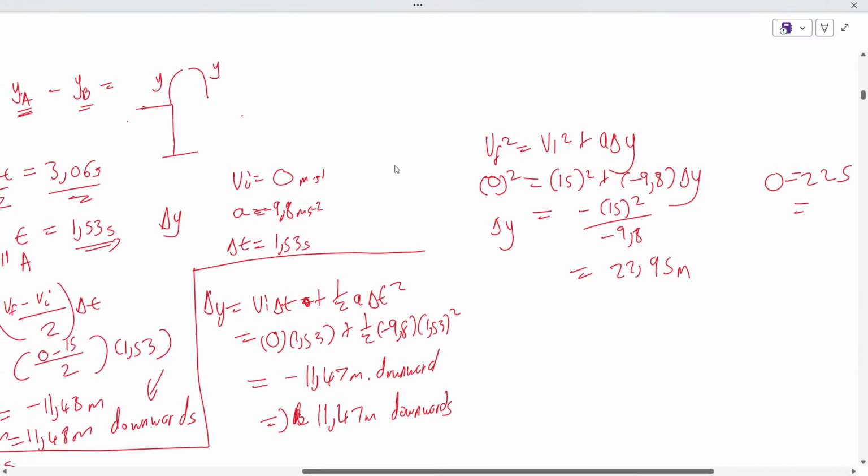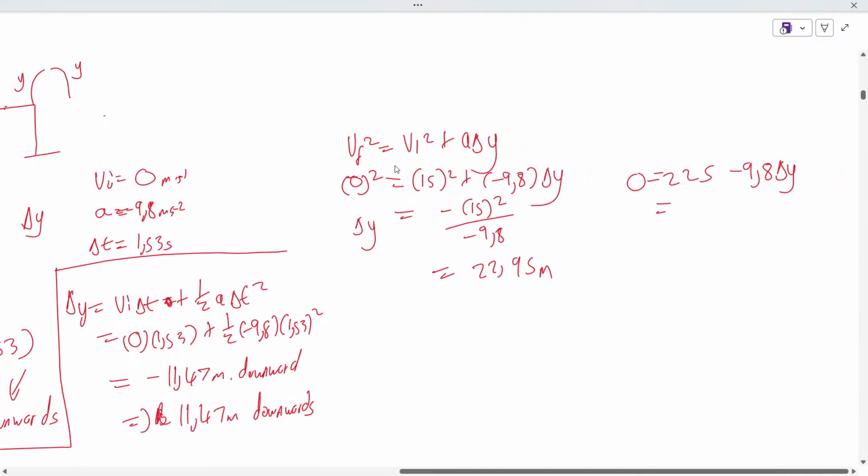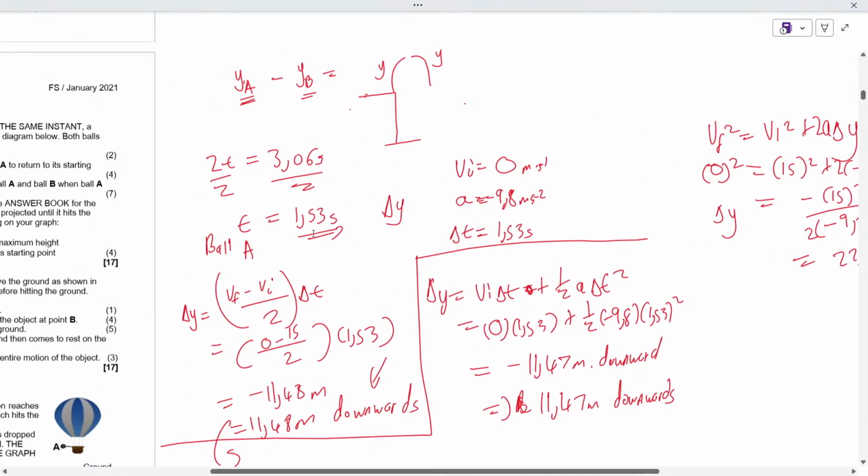Okay, about the equation. Yes, about this one. Which one? In this equation there is acceleration. Oh yeah, we did include acceleration. Yeah, there's a 2 in this equation. Okay, just press like this, 2 times negative.